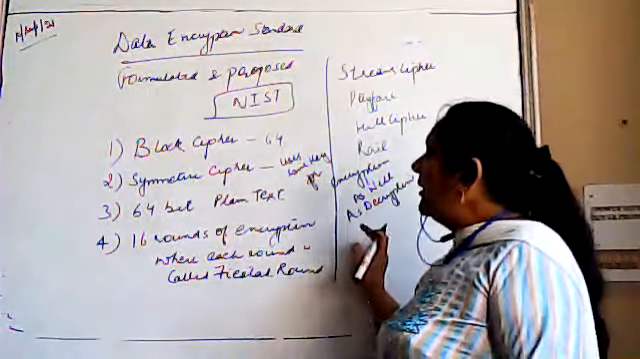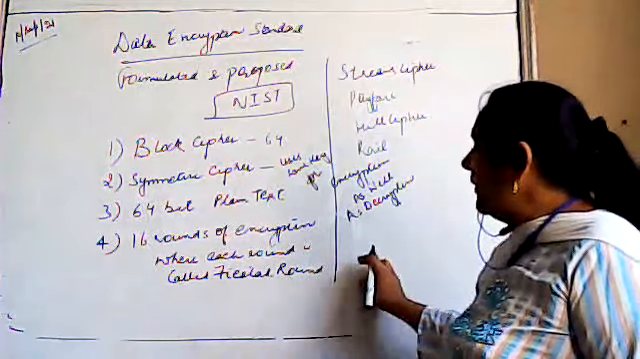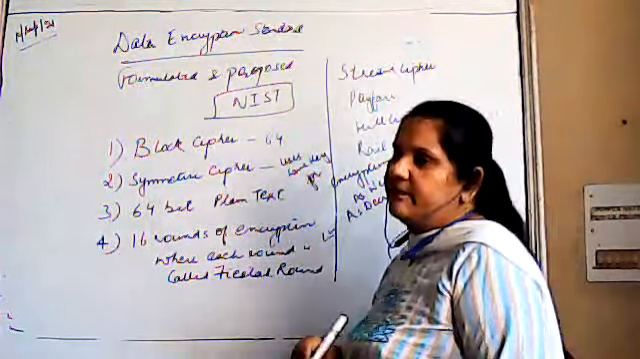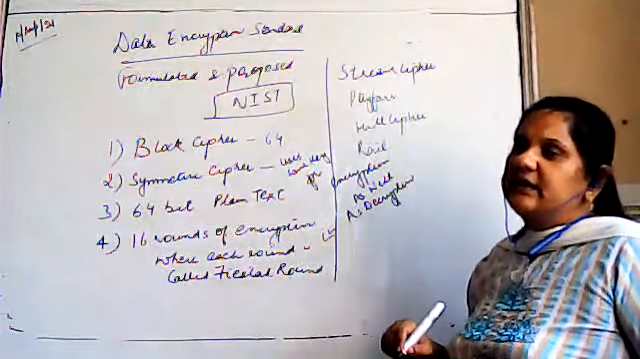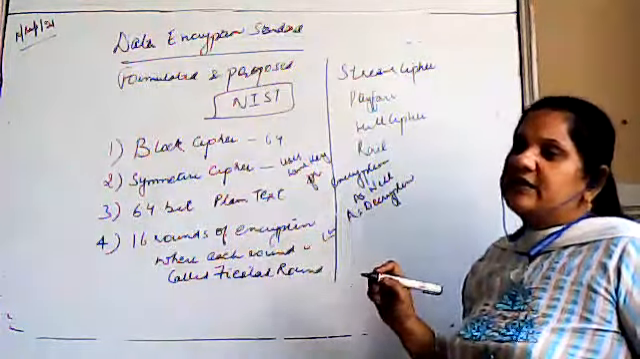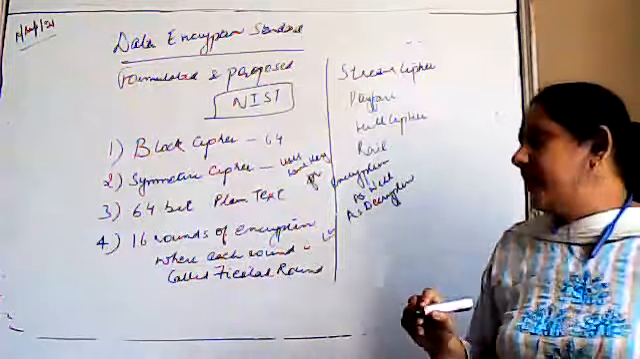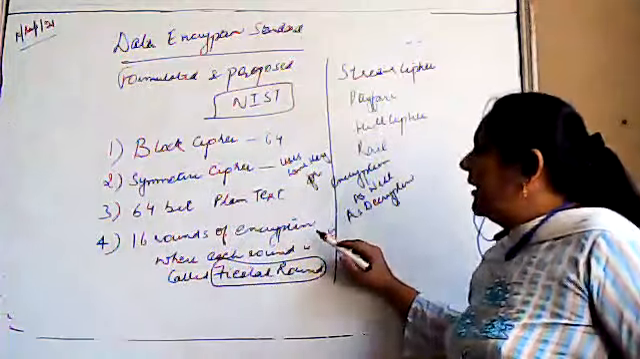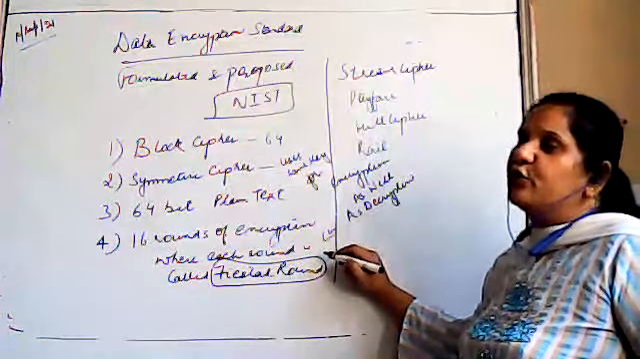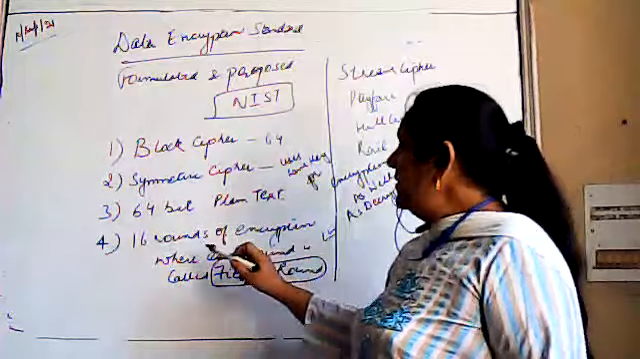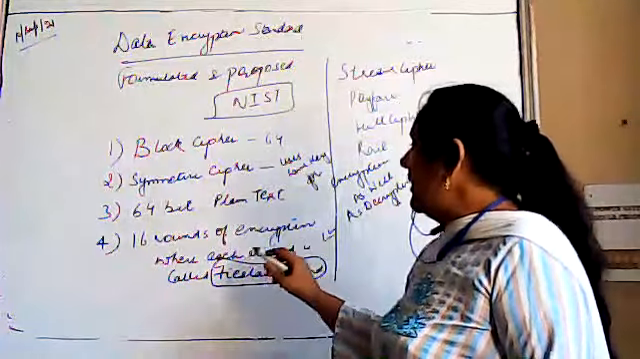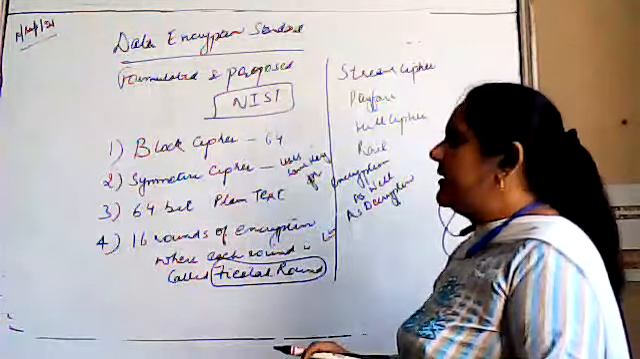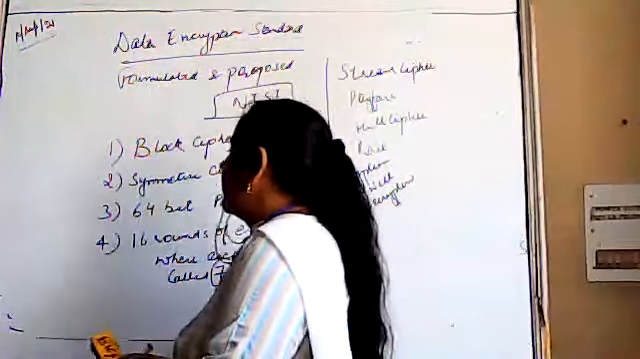Now, for encryption, to make it highly secure, it uses 16 rounds of encryption, where each round is called a Feistel round. I'll explain what a Feistel round is as we proceed with the algorithm. So 16 rounds of encryption are done, where each round is called a Feistel round. Fine. So these are the four features of the Data Encryption Standard.